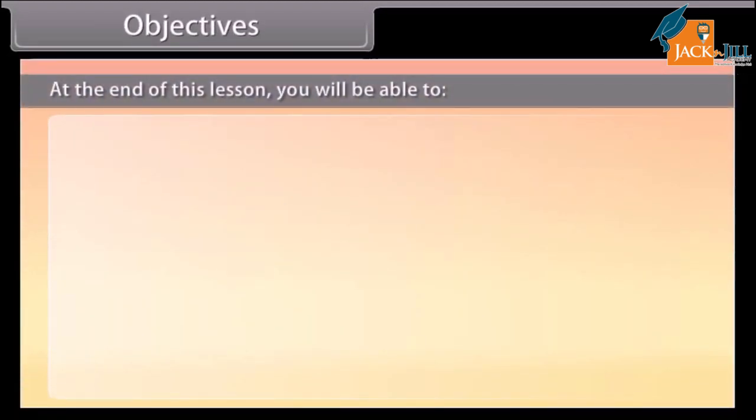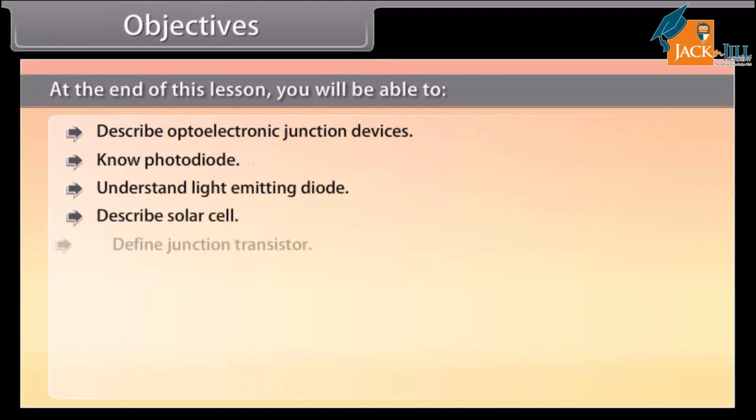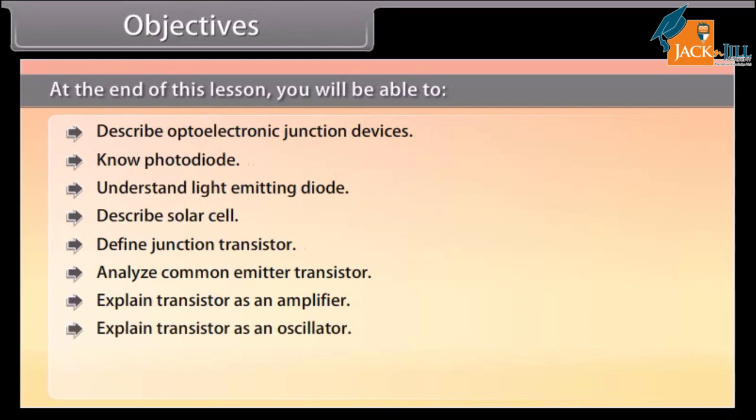Objectives. At the end of this lesson, you will be able to describe optoelectronic junction devices, know the photodiode, understand the light-emitting diode, describe the solar cell, define the junction transistor, analyze the common emitter transistor, explain the transistor as an amplifier, explain the transistor as an oscillator, describe logic gates, define integrated circuits.